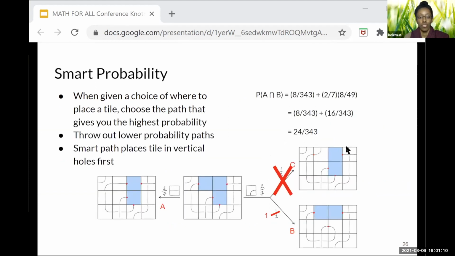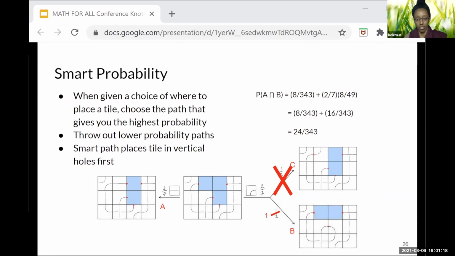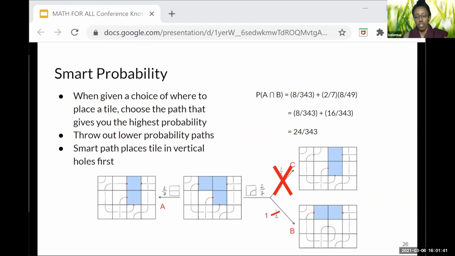And then we defined a second type of probability, which we call the smart probability, where given a choice of where we could place the tile, we could discard the path with the lower probability and adjust the probabilities of the remaining branches to reflect our reduced options. So in this example, our total probability increases to 24/3 by taking out branch C and then updating the probability of branch B from 1/2 to 1.